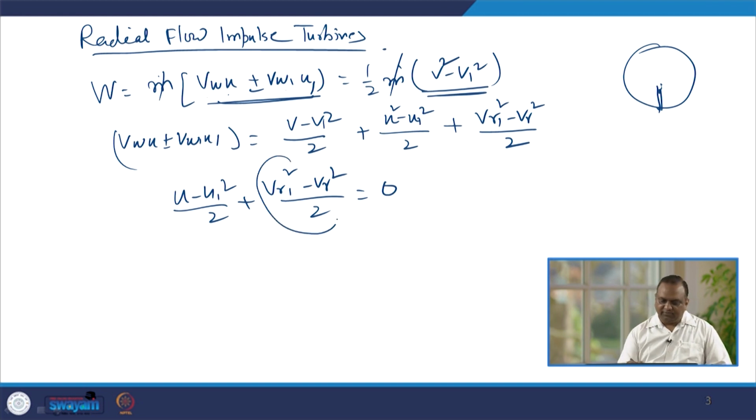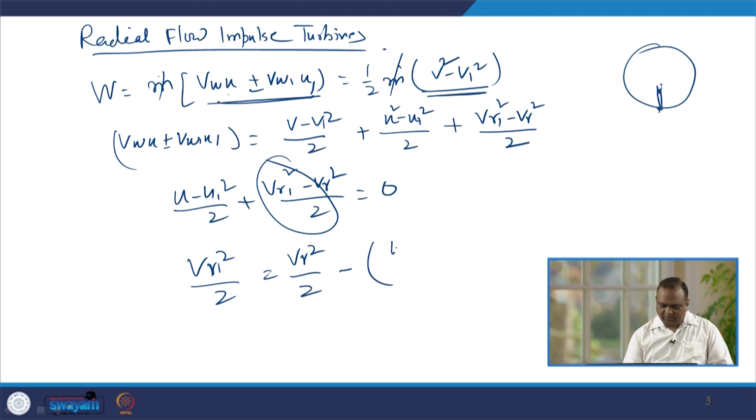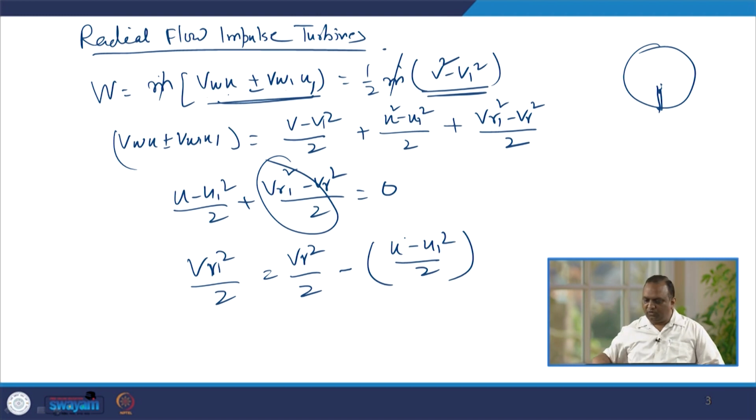Now, from here we can find the value of VR1 squared by 2 is equal to VR squared by 2 minus (u squared minus u1 squared) by 2. If these two are equal, then VR1 is equal to VR. This happens when there is no radial flow, there is only tangential flow to the disc of the blades.